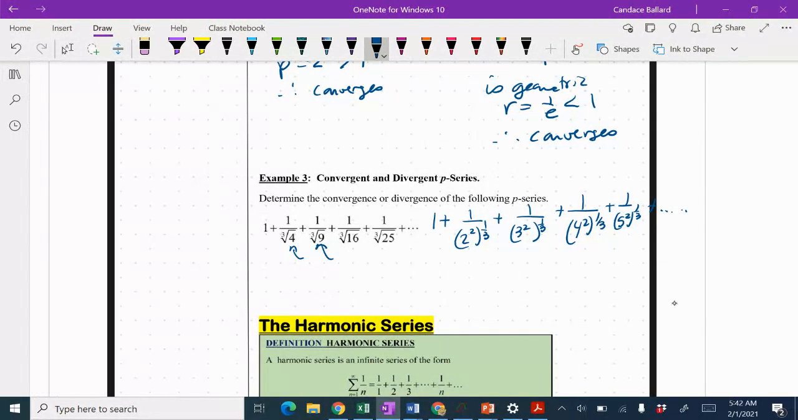So it's really looking like my exponent is actually 2/3, right? Because I've got 2 times 1/3. So my p is going to be 2/3, which we know is less than 1 or between 0 and 1. So therefore it diverges.